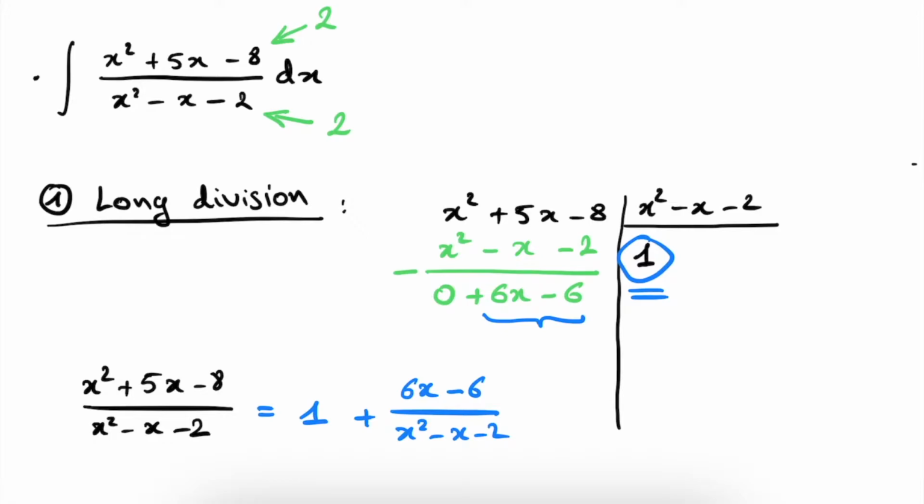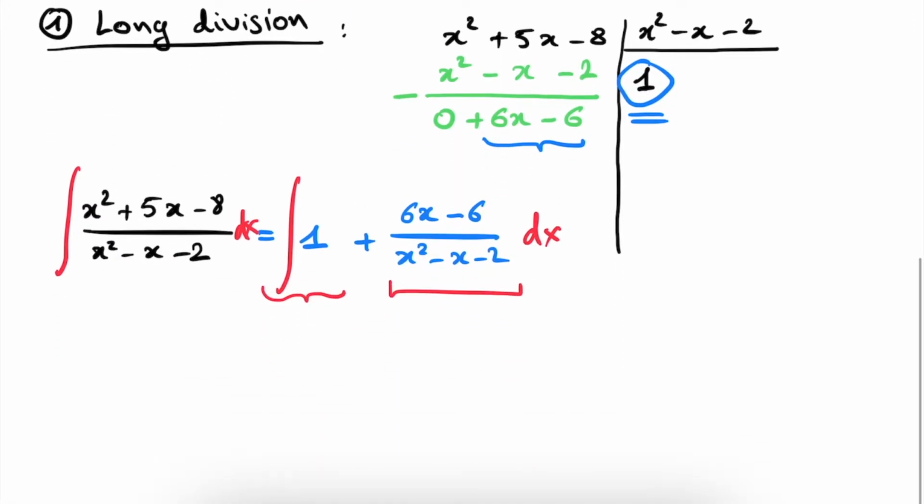And what we've done now is we've written our integral as the sum of 2 integrals. And we see that the first integral here is a very easy one to solve. And so we're left with solving the integral of this reduced fraction.